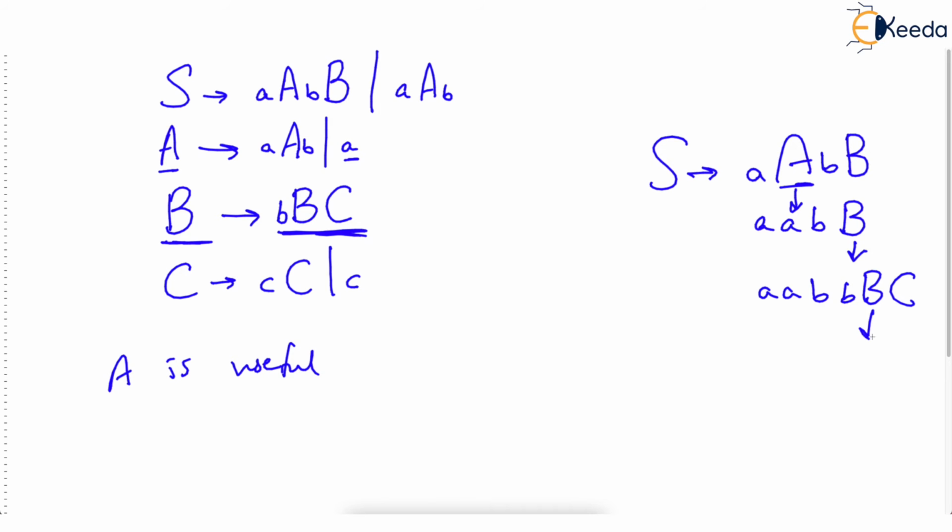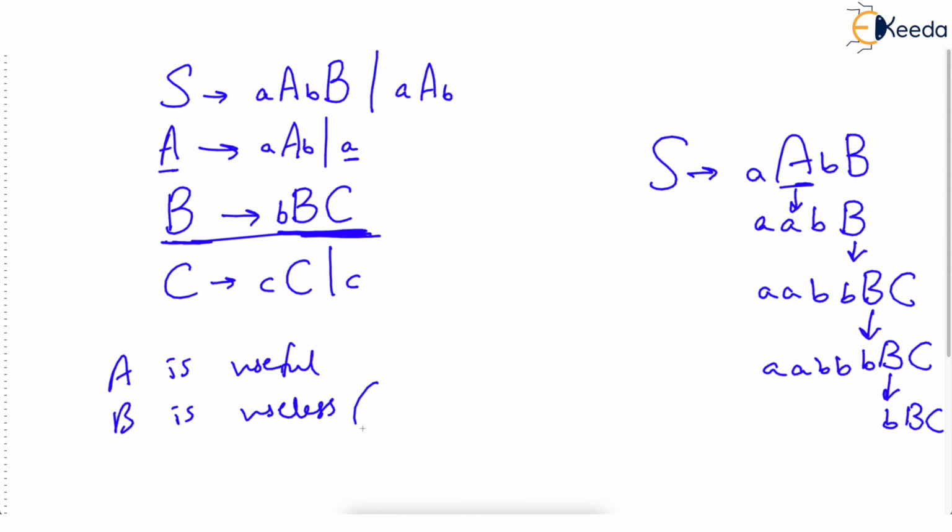But what can you replace B again with? B will be again replaced with B and capital C. That's the only option there, and we will never end this process. I hope you are understanding. Again, this B will be replaced with B and capital C. That means B is useless. Why? Because it is not generating a terminal string. So what do you do?